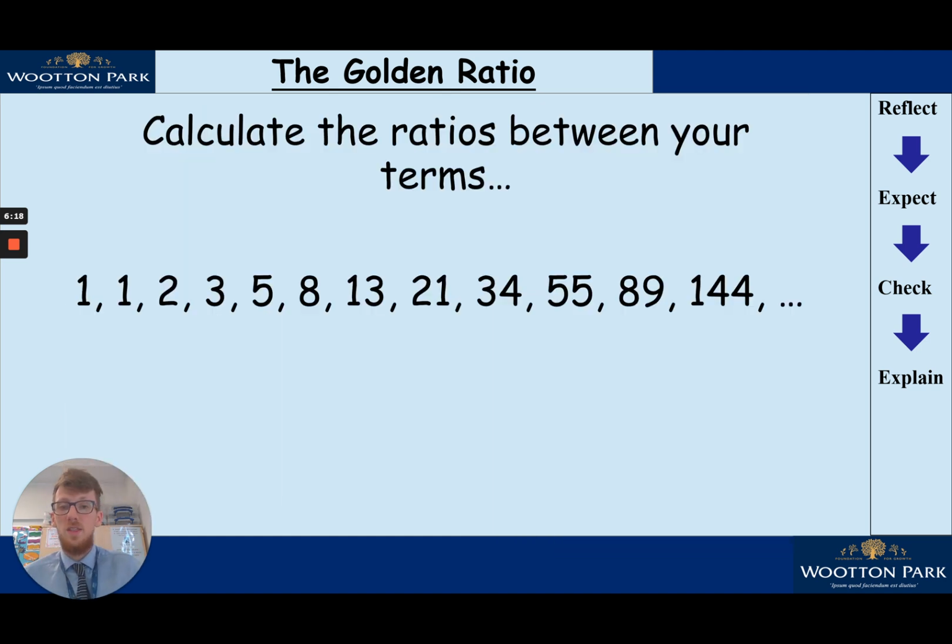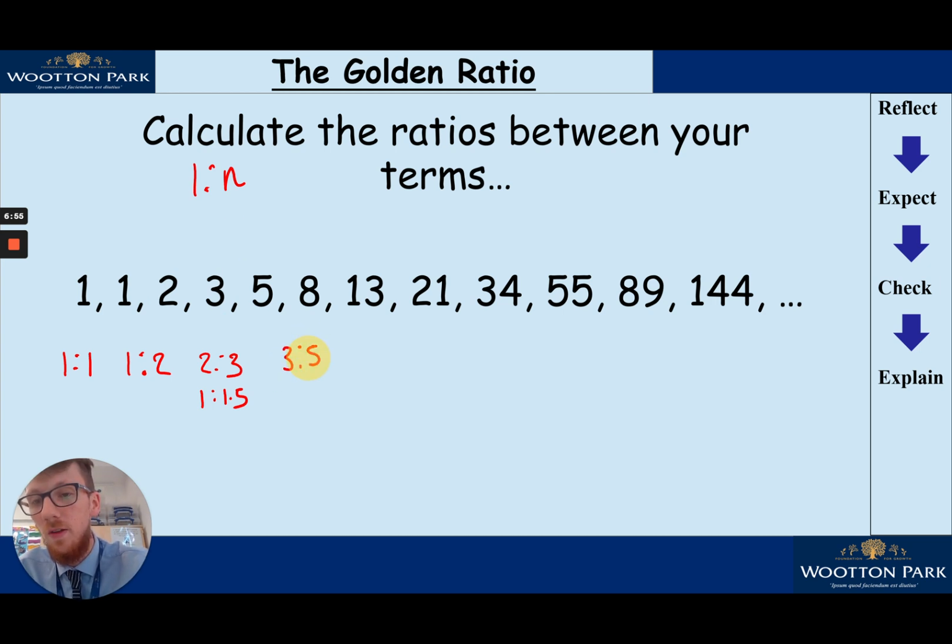Okay, so we're going to look at the sequence of numbers in a little bit more detail, and we're going to find the ratio between each term. So what do I mean by that? The ratio between the first two terms is just 1 to 1. Okay, the ratio between the next two terms is 1 to 2. The ratio between the next two terms is 2 to 3, which I could actually simplify by dividing by 2 as 1 to 1.5. So I want you to write them all as 1 to something. Okay, I'll do a couple more. So the next one is 3 to 5, which is 1 to 1.6 recurring.